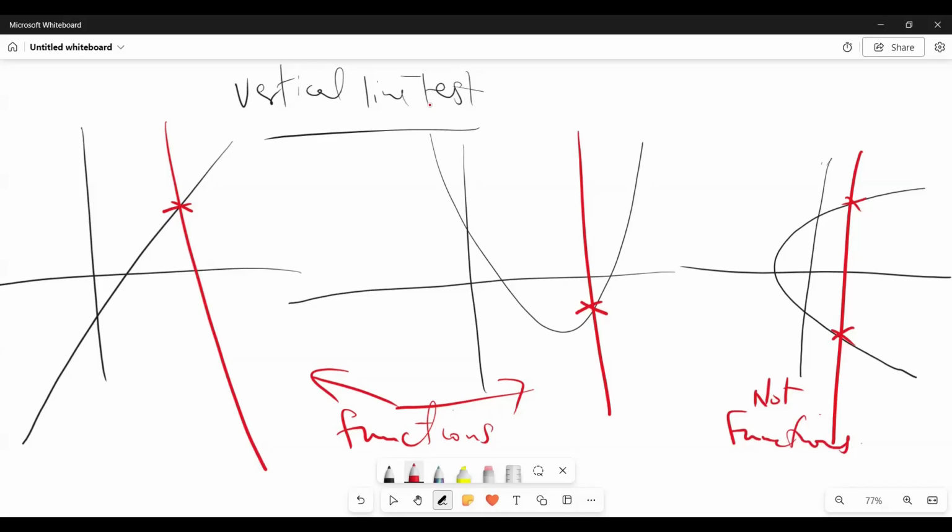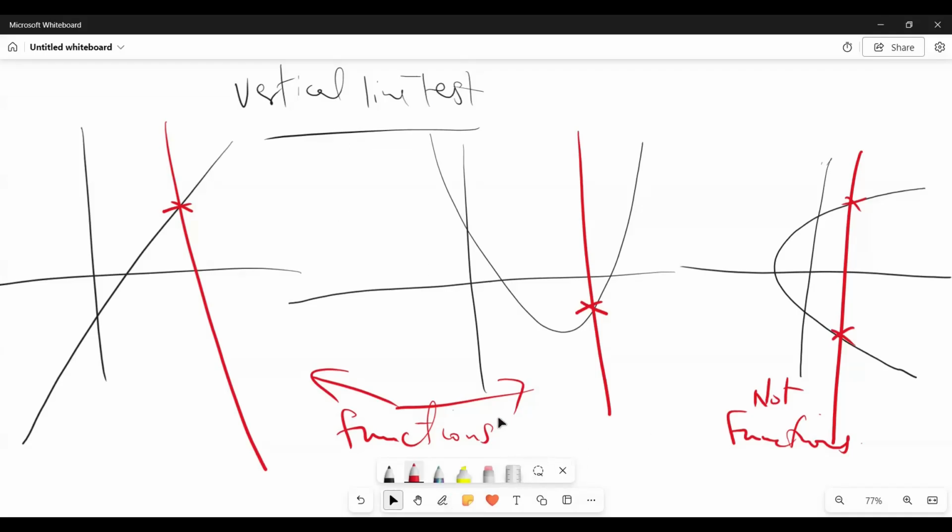If you're given a graph, you want to know, well, does this graph represent a function? Do this test. Draw a vertical line. If it cuts the graph once, you have a function. If it cuts more than once, no, that's not a function. You agree? We're okay there?